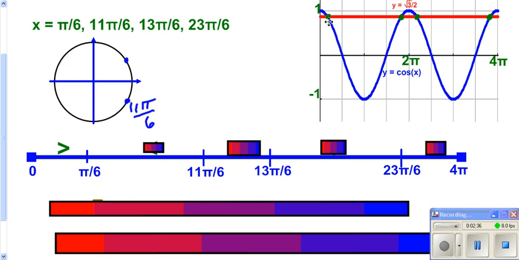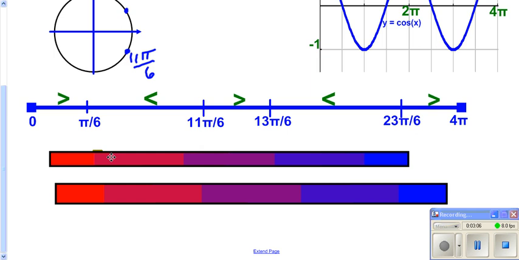Between your pi over 6 here and your 11 pi over 6, your blue function is below, so it's less than. In between your 11 pi over 6 and your 13 pi over 6, you're above, so that means you're greater than. Here you're below again, so that means you're less than. And then here at the very end, you're above again, so that means you're greater than.